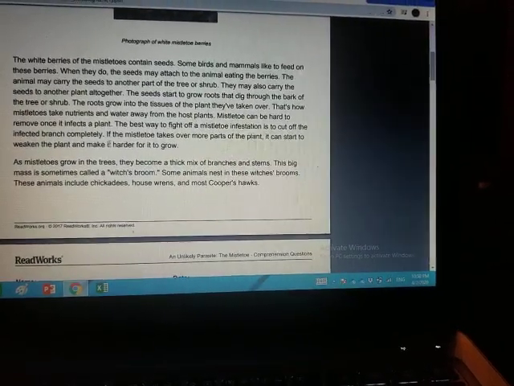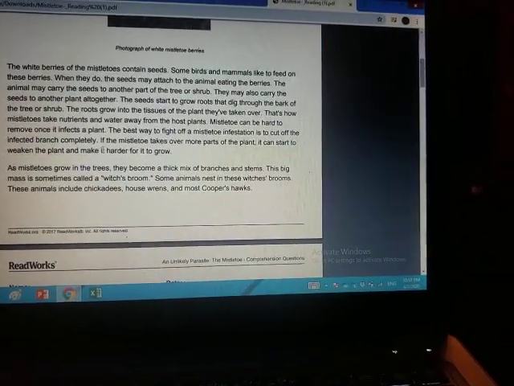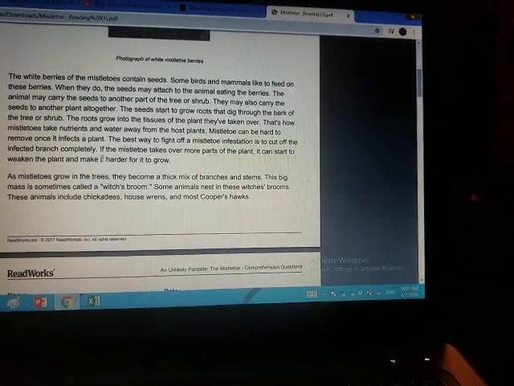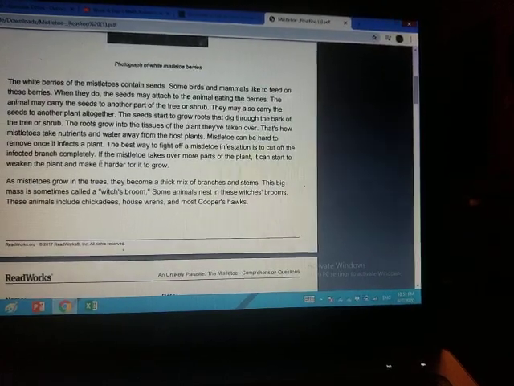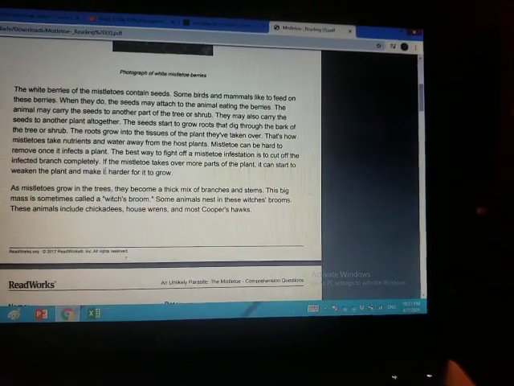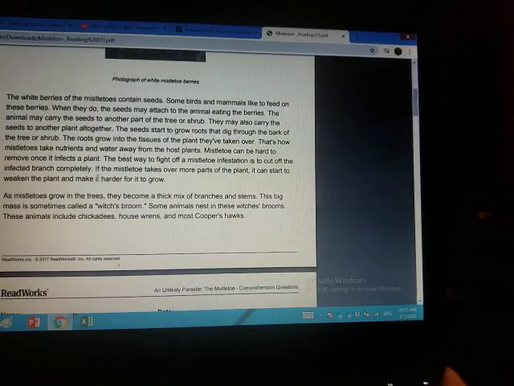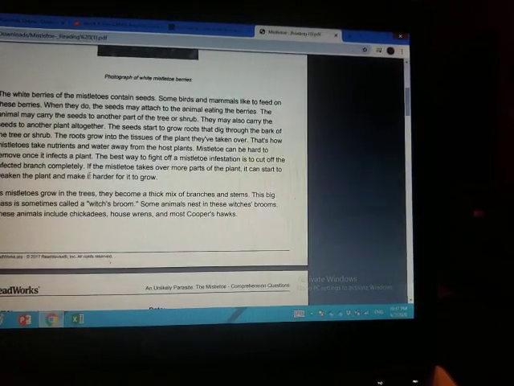The white berries of the mistletoes contain seeds. Some birds and mammals like to feed on these berries. When they do, the seeds may attach to the animal eating the berries. The animal may carry the seeds to another part of the tree or shrub. They may also carry the seeds to another plant altogether. The seeds start to grow roots that dig through the bark of the tree or shrub. The roots grow into the tissues of the plant they've taken over. That's how mistletoes take nutrients and water away from the host plants.